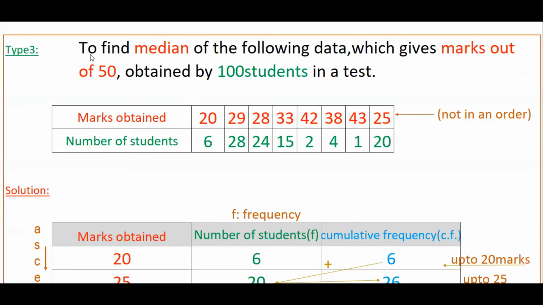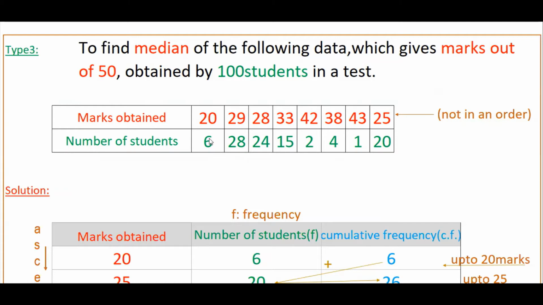Here is another type of problem: find the median of the following data, which gives marks out of 50 obtained by 100 students in a test. So there is a test conducted for 100 students out of 50 marks, and this is the table given. Marks obtained are 20, 29 like this, and number of students 6, 28, 24.